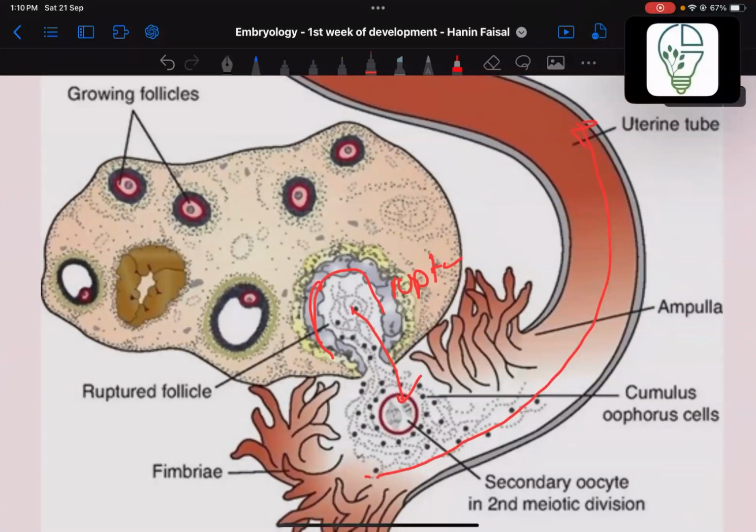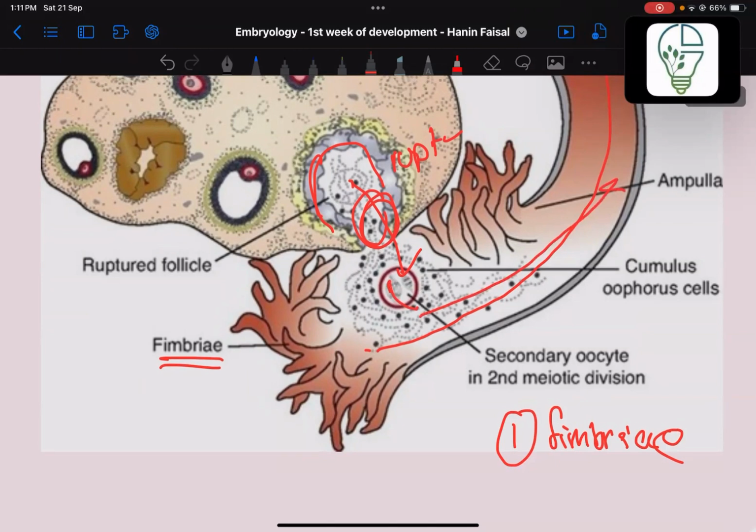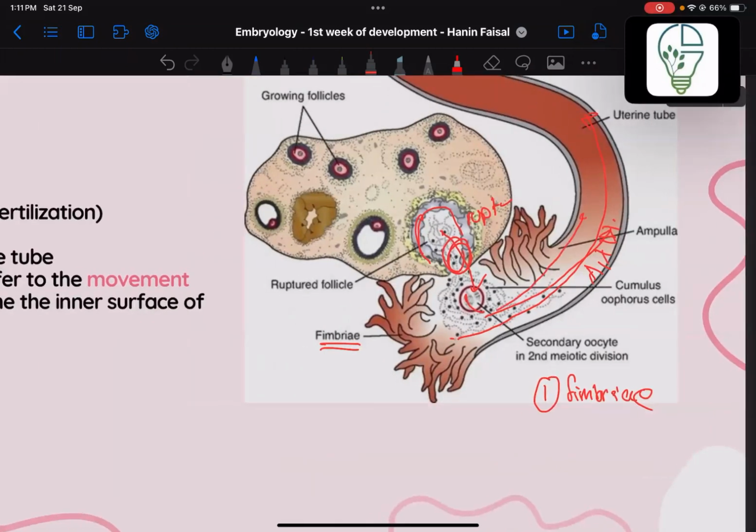However, this oocyte which got released, how can I move this oocyte from this place to the ampulla? There are specific things that will help move it. The first thing is the fimbriae. This fimbriae will help capture the secondary oocyte and move it. Other than that, inside the fallopian tube itself, there is cilia. And you all know what's the function of cilia. It's beating to move something. So the cilia that's found in the fallopian tube will beat to move the secondary oocyte to the site of fertilization, which, as you all said, is the ampulla. So the second thing is the cilia.